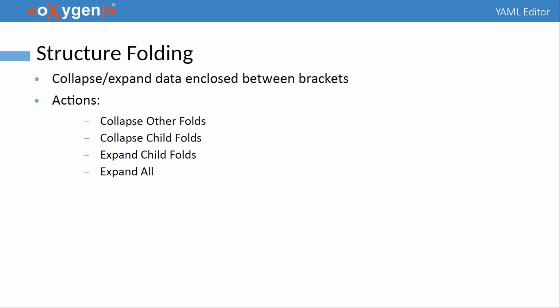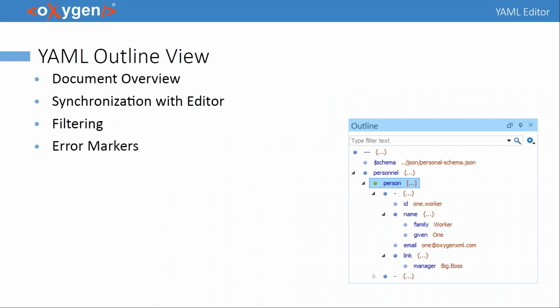For structure folding, the actions are the same as in the XML case. You can collapse other folds or child folds, or expand child folds, or expand all, or whatever. In the outline view, the document overview is also synchronized with the editor and provides the same filtering. Also, if you have associated the schema, it presents you the error markers if there are any errors.